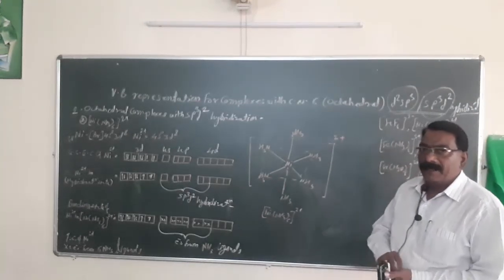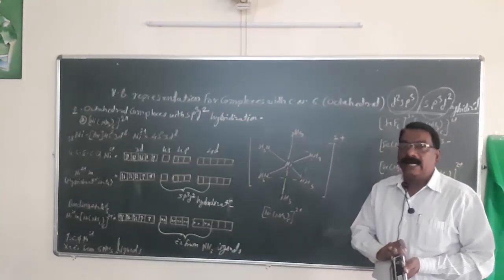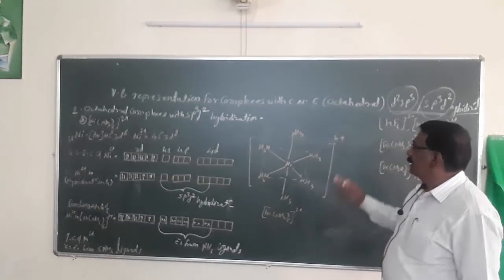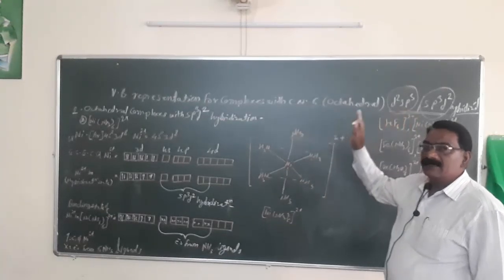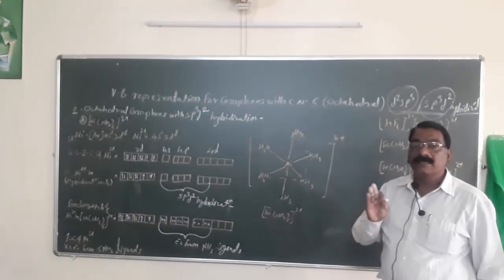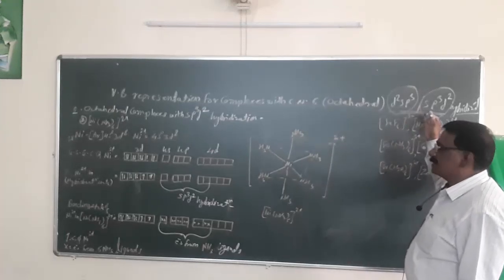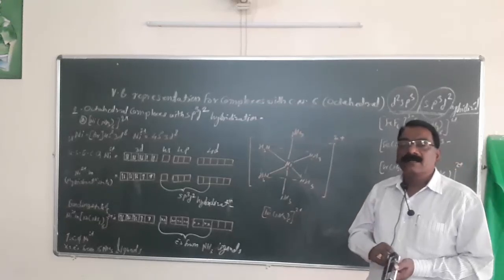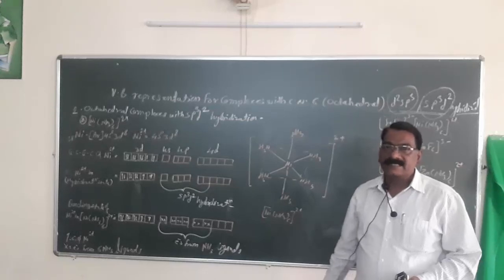See one thing, our next topic is the inner orbital and outer orbital complexes. Before going to that, when we consider this d2sp3 hybridization, these types of complexes come under the inner orbital complexes, and complexes which show the sp3d2 hybridization come under the outer orbital complexes. We will be seeing that in the next lecture.